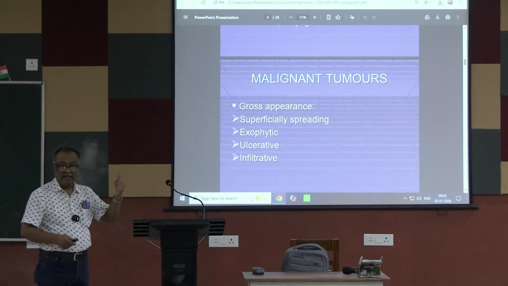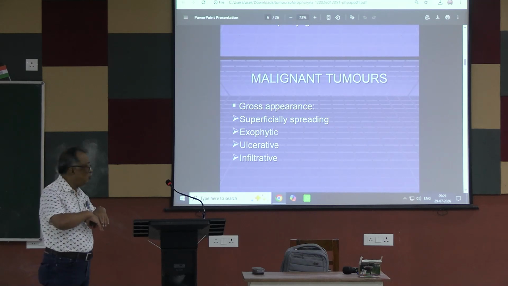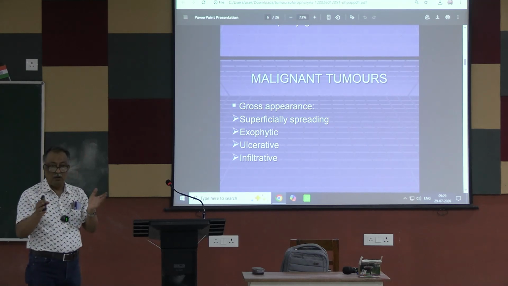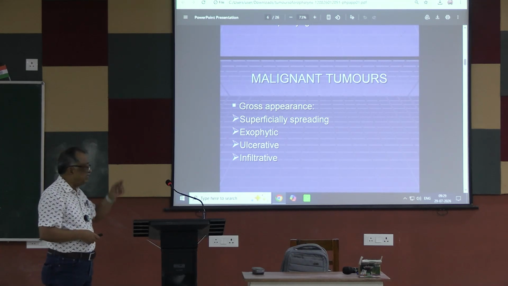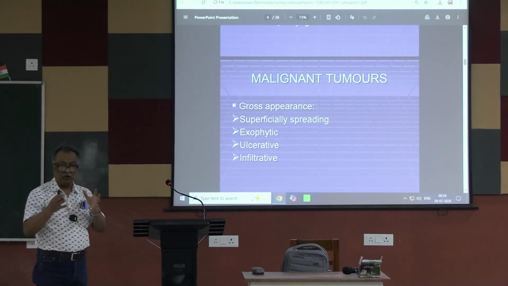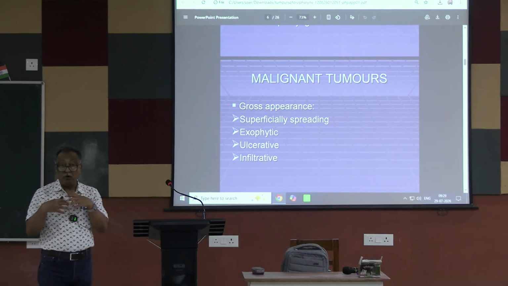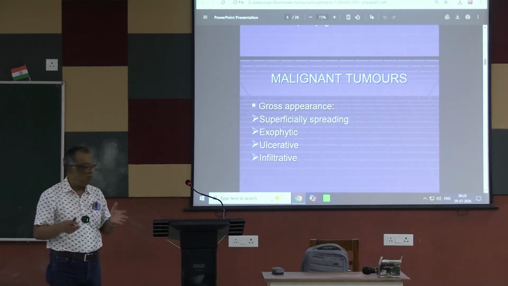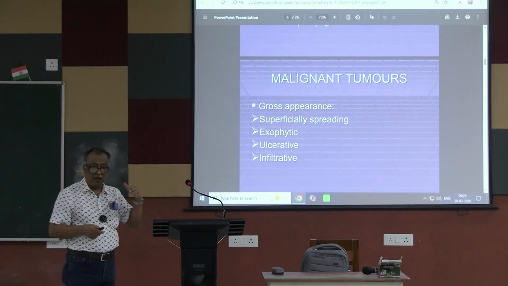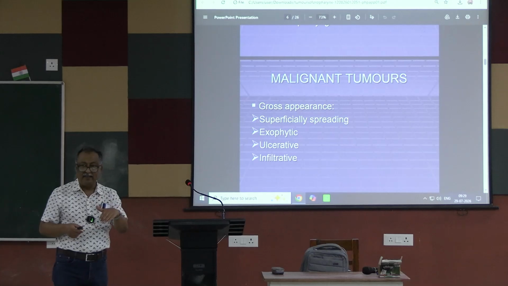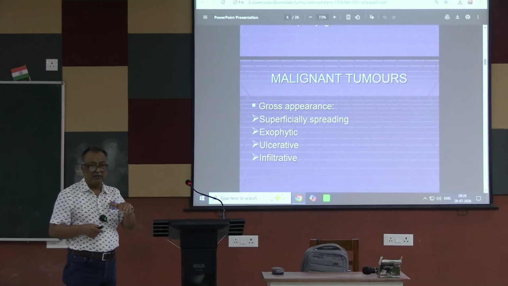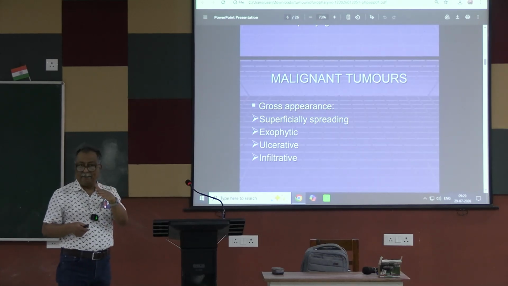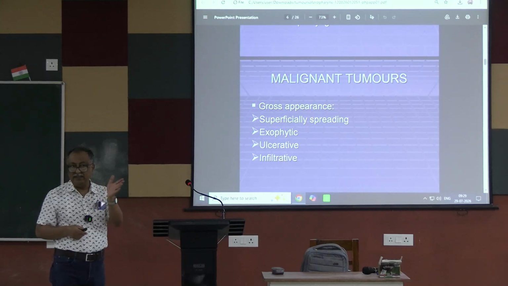Exophytic means it is growing outside. Ulcerative refers to the gross appearance. Mostly you see ulceroproliferative growth, and it is very painful. Infiltrative, some are infiltrative, infiltrating the deep muscles of the tongue, the parapharyngeal wall, or the parapharyngeal spaces.